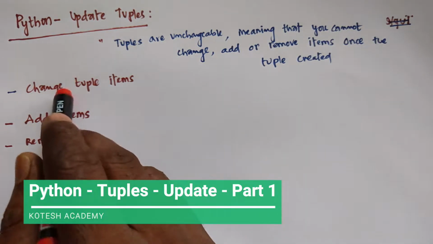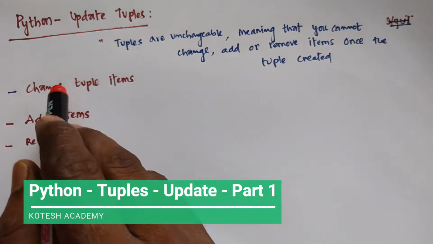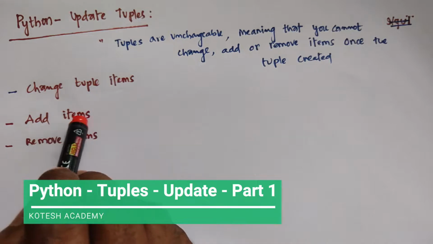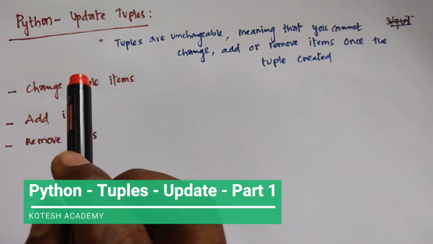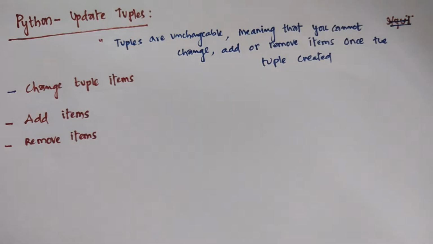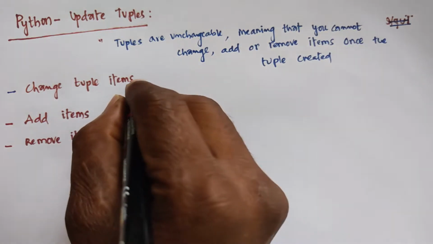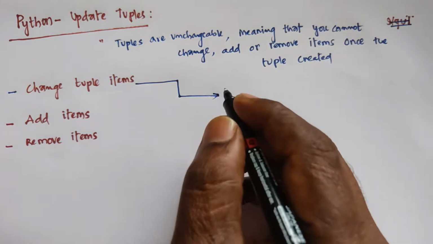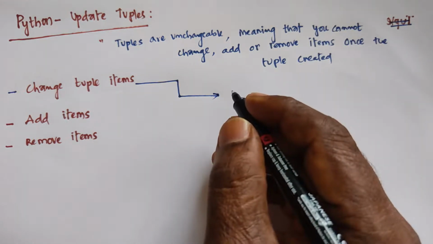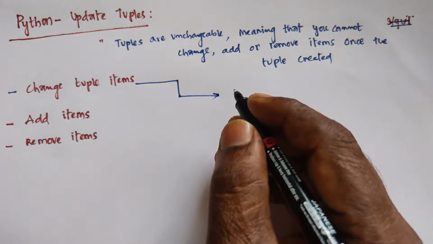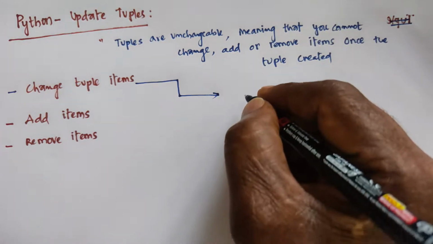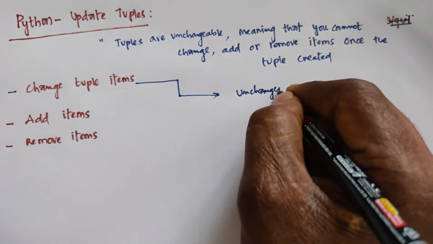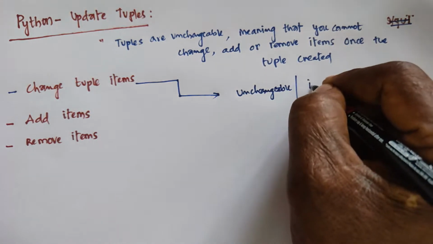Based on the definition, we can classify it into three subtitles: change tuple items, add items, remove items. Here, the first one is how can you change the items. This is change tuple items. Once a tuple is created, you can't change its values. Tuples are unchangeable, or immutable.